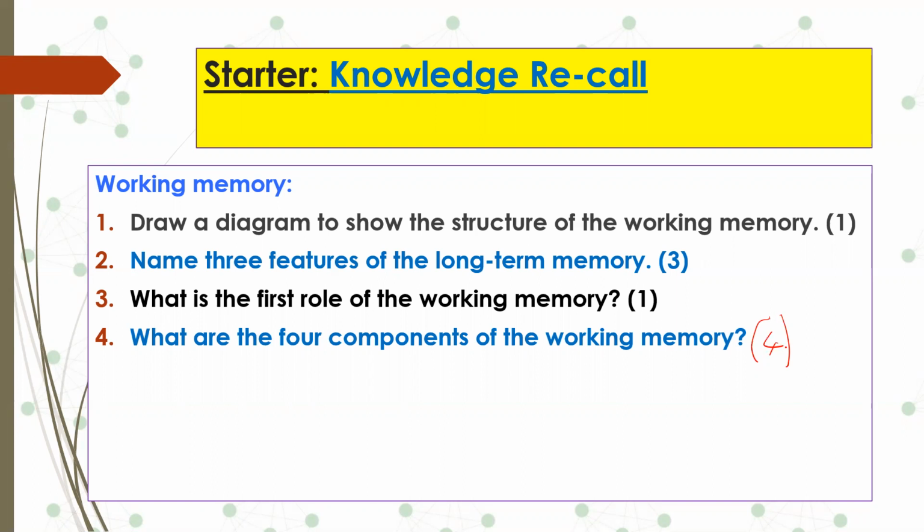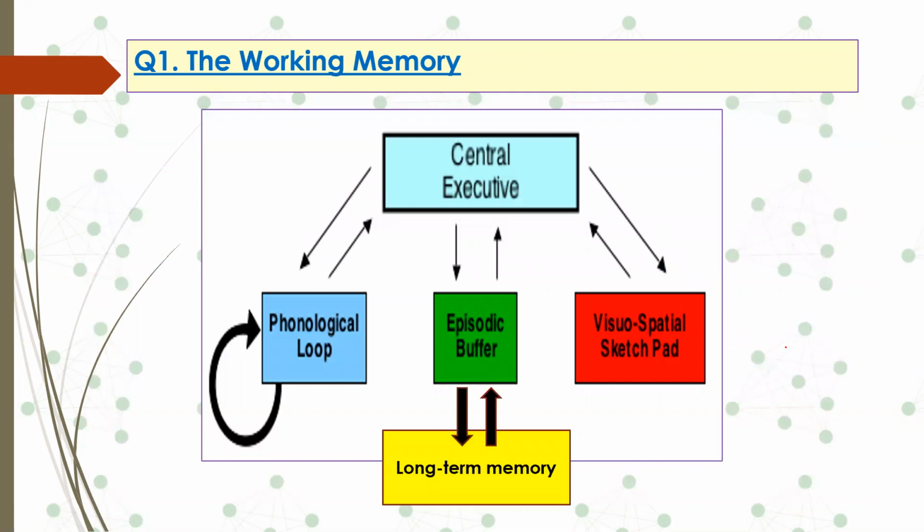Okay, so let's take these one at a time. So the diagram to show the structure of the working memory. If you remember, this was the model that we looked at. We got the central executive at the top, the 3 slave systems operating in the middle, and then we added on long-term memory at the bottom. As I said before, this image might change ever so slightly depending on which Google slide or which bit of research you might look at, but essentially it's the same model. Okay, the working memory model. And that's what it needs to look like.